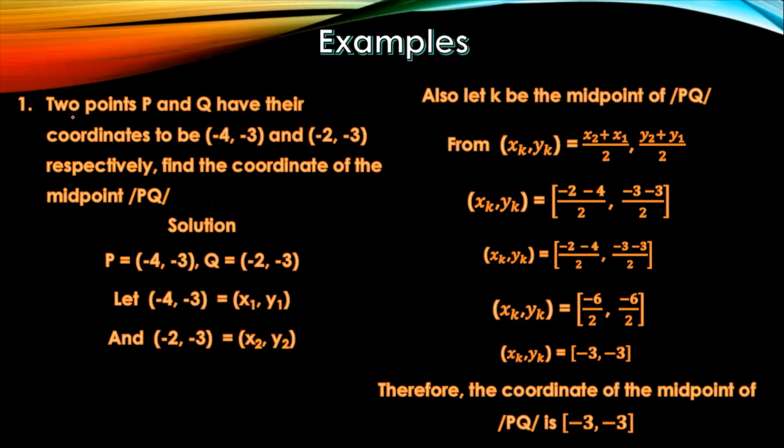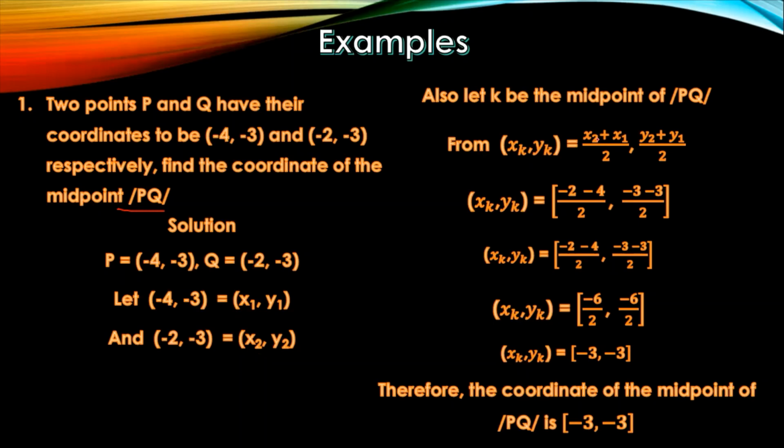This first example says 2 points P and Q have their coordinates to be this. Find the coordinates of the midpoint of PQ. PQ means line PQ, and we are looking for the midpoint of that. The first thing is to know that (-4, -3) is x1, y1, and (-2, -3) is x2, y2. Then we just put this into our formula.